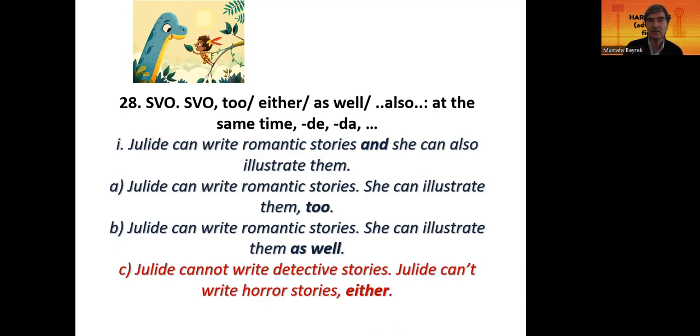Okay. Jülide can write detective stories. Jülide can write horror stories either. Sorry, Jülide cannot write detective stories. Jülide can't write horror stories either. Okay, so I think this is our topic. Jülide can write romantic stories, and she can also illustrate them. Or moreover, she can illustrate them. But we don't use also if we use moreover. Jülide can write romantic stories. Moreover, she can illustrate them.